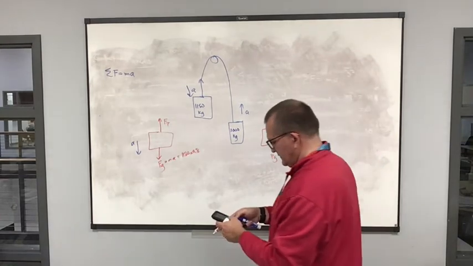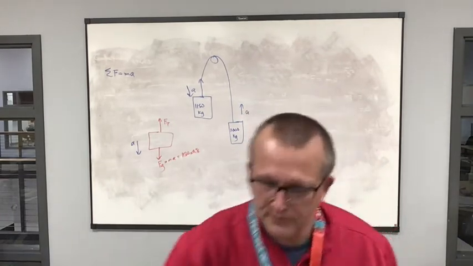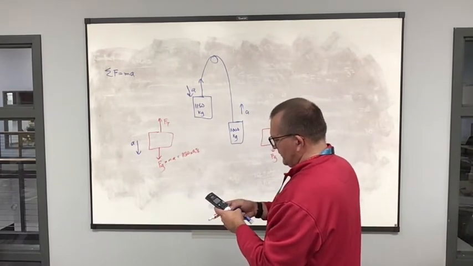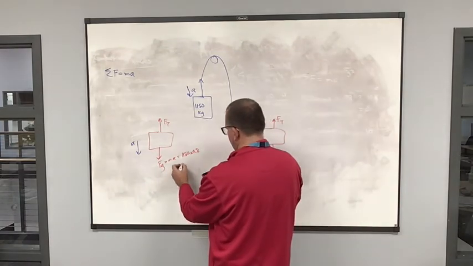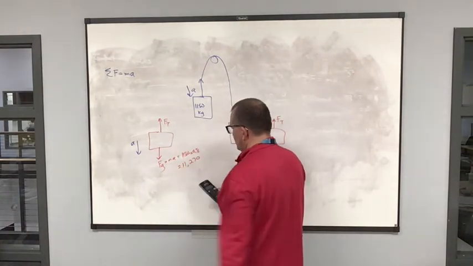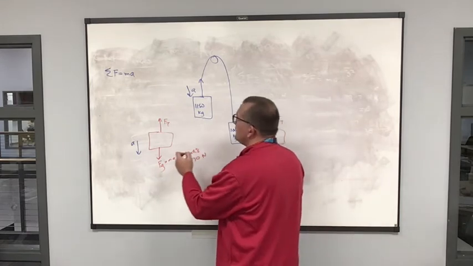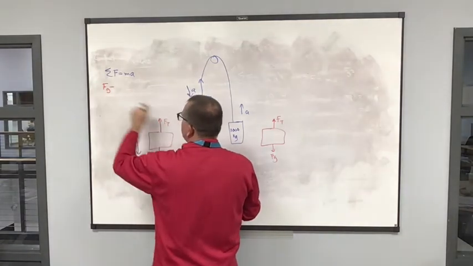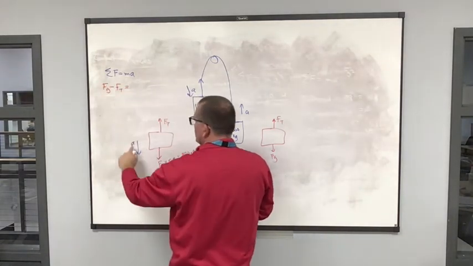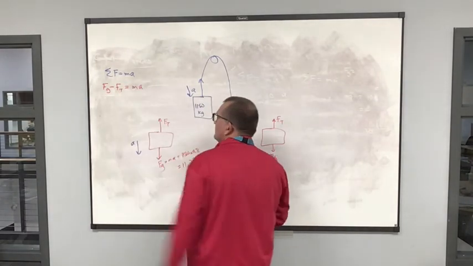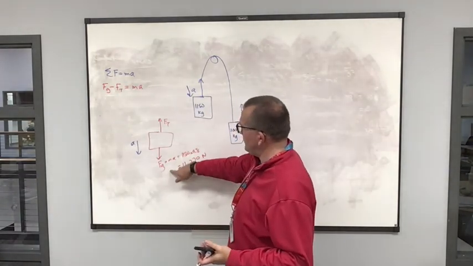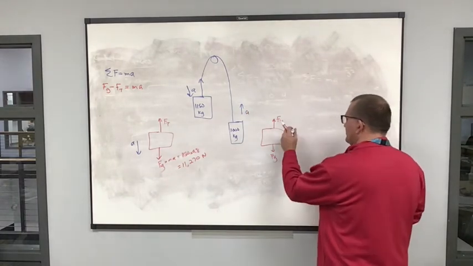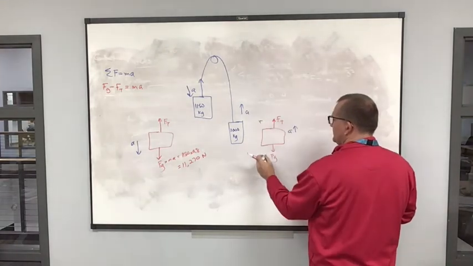Let's add this up. What's this calculator? 1150 times 9.8. I get 11,270 newtons. Okay, so I got Fg minus Ft equals ma. Okay, my two forces, I made down positive, up negative. Here I'm going to do things differently. I want to keep my positive going in the direction of my acceleration, all right? So this is positive and this is negative.